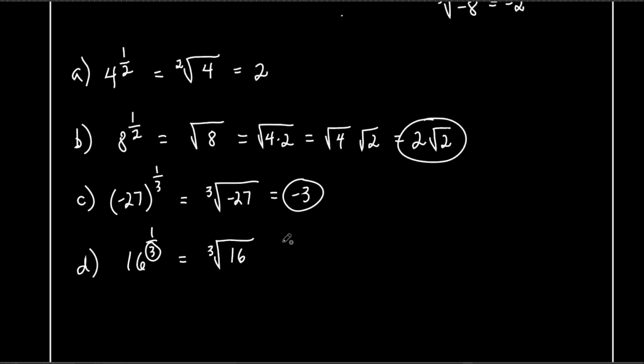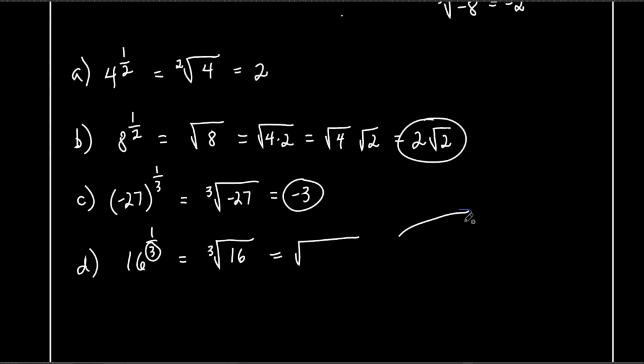Does that come out even? Is there something times itself 3 times that equals 16? 4? 2? No, because 2 cubed is 8. 4 cubed is not 16. So is there an integer? Is there a whole number? No, there's not. But guess what I can do with this? I could break this down into what times what?